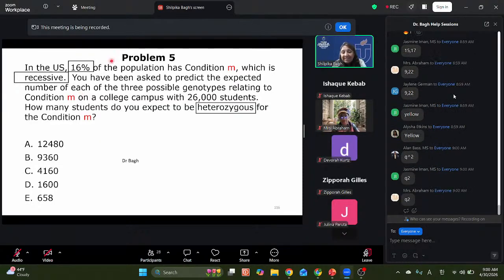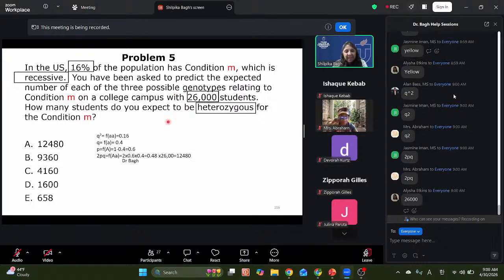And what are they asking you? 2PQ. But don't forget times. Don't forget times what? Times. Sorry, I'll correct that. It's 26,000. 6,000, right? I think I made that correction.